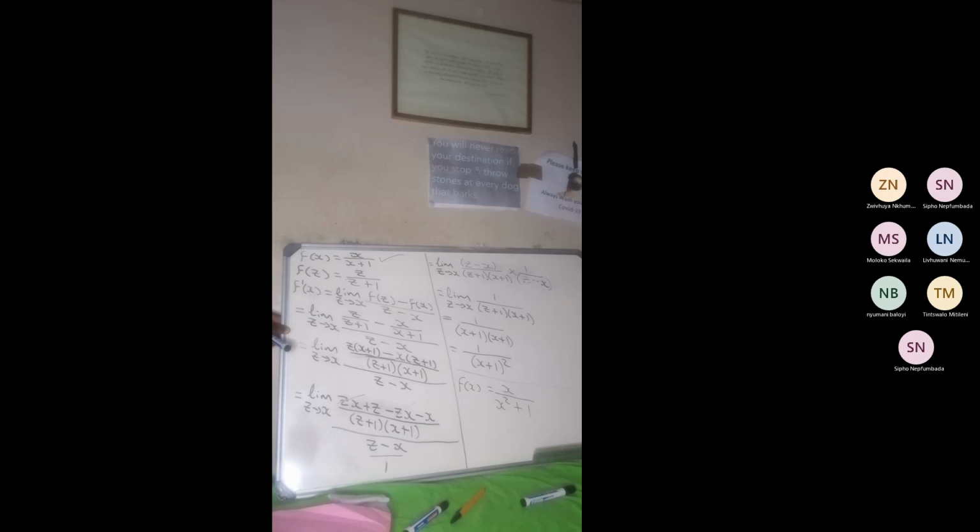Yes, if it is squared, it is squared. Our f of z here is going to be what? z over z squared plus 1. Good. That's correct. Okay. So are you satisfied? Yes.